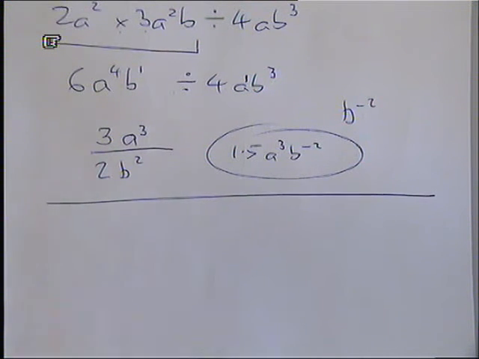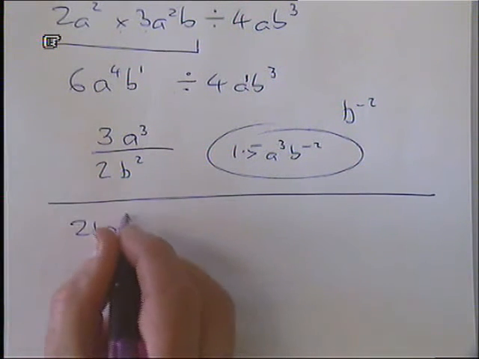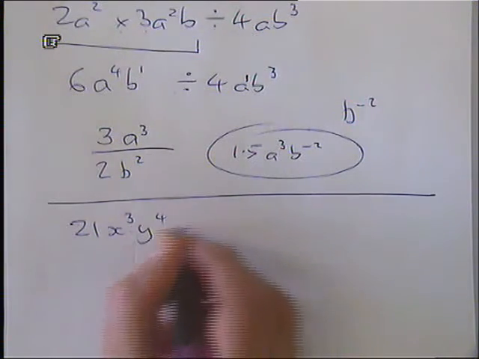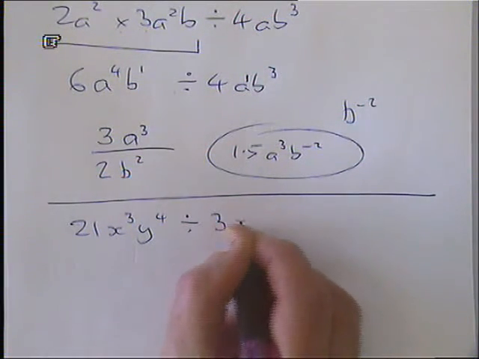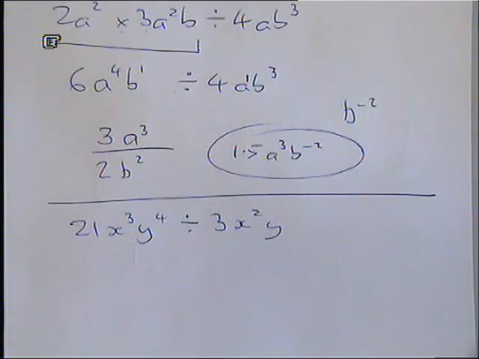Right. What have we got now? Oh, another one here. 21x cubed y to the power of 4 divided by 3x squared y. And I think we're moving around. And could you move somewhere else? No. Oh, I can't really duck and dive all the time.